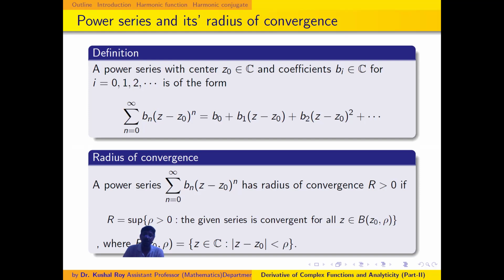Now, radius of convergence. A power series summation n equal to 0 to infinity b_n (z minus z0)^n has radius of convergence R greater than 0 if R is the supremum of rho greater than 0 such that the given series is convergent for all z belongs to B(z0, rho). That means within this open ball B(z0, rho), which is defined as z belongs to C such that mod z minus z0 is less than rho, the series is everywhere convergent.